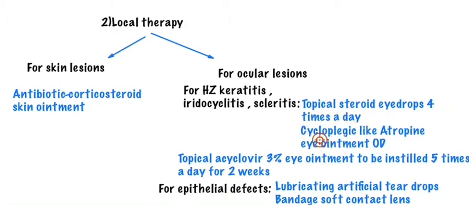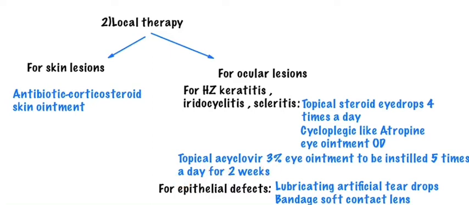Then we have to use cycloplegic drugs like atropine. For iridocyclitis, we have to use cycloplegic drugs like atropine eye ointment once a day. And then there is topical acyclovir, 3% eye ointment. You might have heard about this drug everywhere in the viral corneal ulcer classes. So acyclovir 3% eye ointment has to be instilled 5 times a day for 2 weeks. For these complaints, we have to use all these drugs.